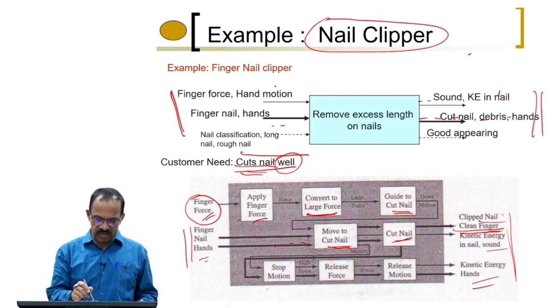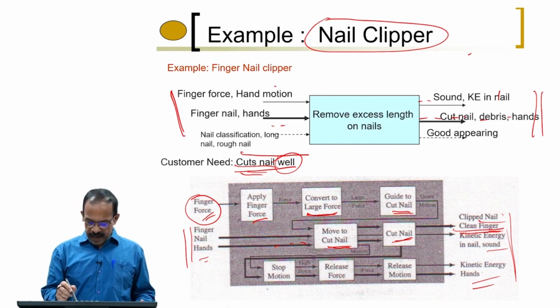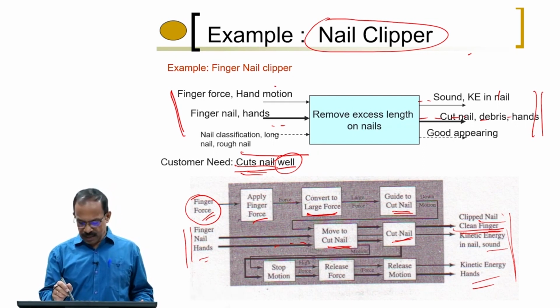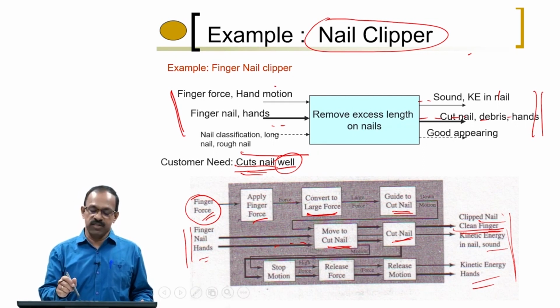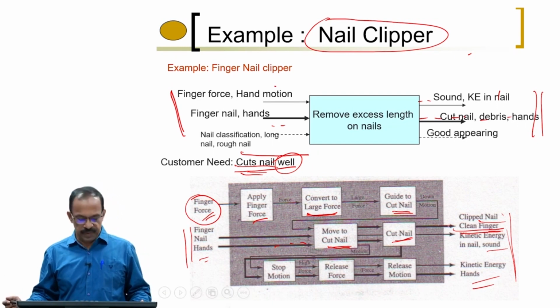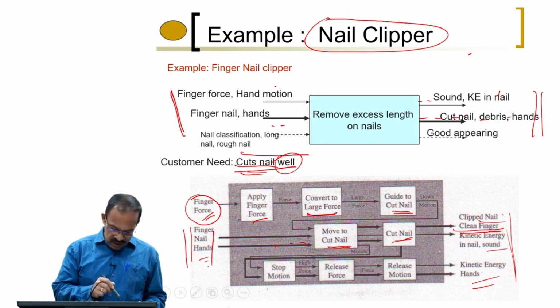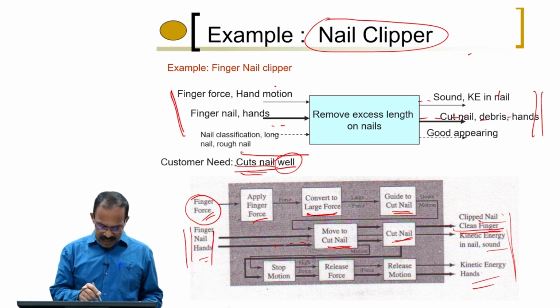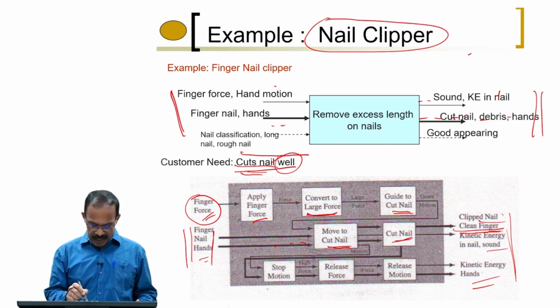So, those are the things happening when you apply a finger force. First it will be converted to a large force, and then it will be used to guide the blade edge to cut the nail, and it will move to cut the nail. And what happened to the finger, nail and hands? Finger, nail and hand come in here and then move to cut nail.